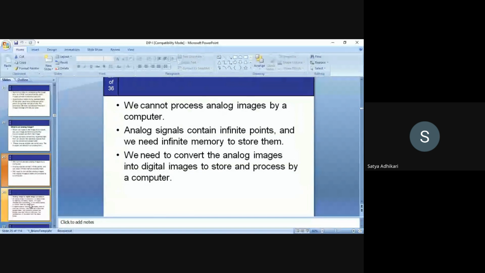An analog signal contains infinite points and is continuous, and we need infinite memory to store them. This is the disadvantage of an analog image. That is why you need a digital image. We need to convert the analog image into a digital image to store and process it by a computer. How to convert we'll discuss, but the need for conversion is that analog images have some demerits. So to avoid that, we have to convert the analog image to the digital image.